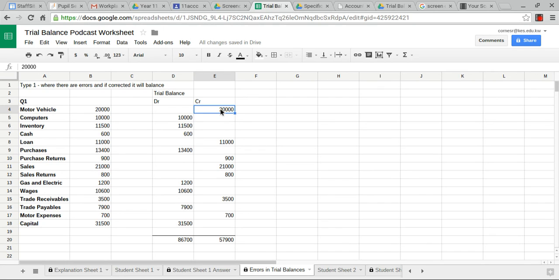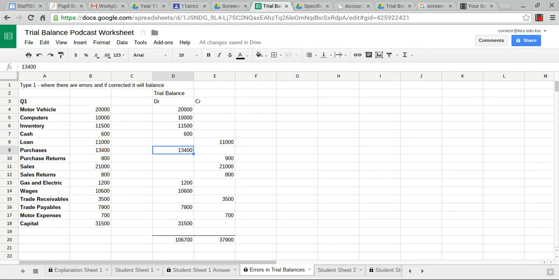So motor vehicles, a non-current asset, it's going to last for more than 1 year, and therefore we're going to put it on the debit side. The computers are in the right place. Inventory is a current asset. You'd expect it to last for less than 1 year, but that should be on the debit side, so there's no problem there. Cash, again, that's a current asset. Loan, it's a non-current liability normally.